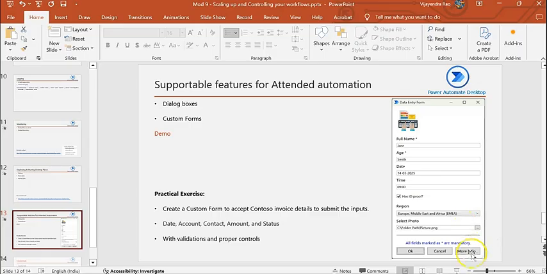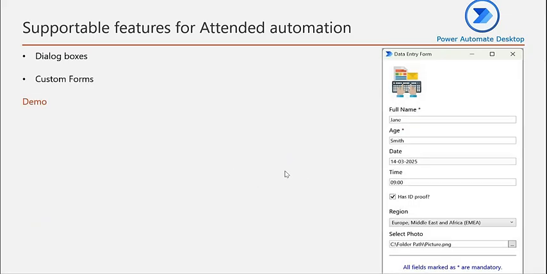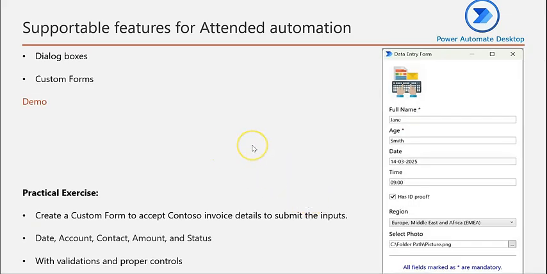This is what I did using that, and I want you to explore the same. But now you can do this in the form of an exercise also. What will be your exercise? You can create a custom form to accept all the Contoso invoice details to submit the inputs, meaning the date, the account, the contact, the amount, and status. If you remember, so far you were accepting these details from an Excel file.